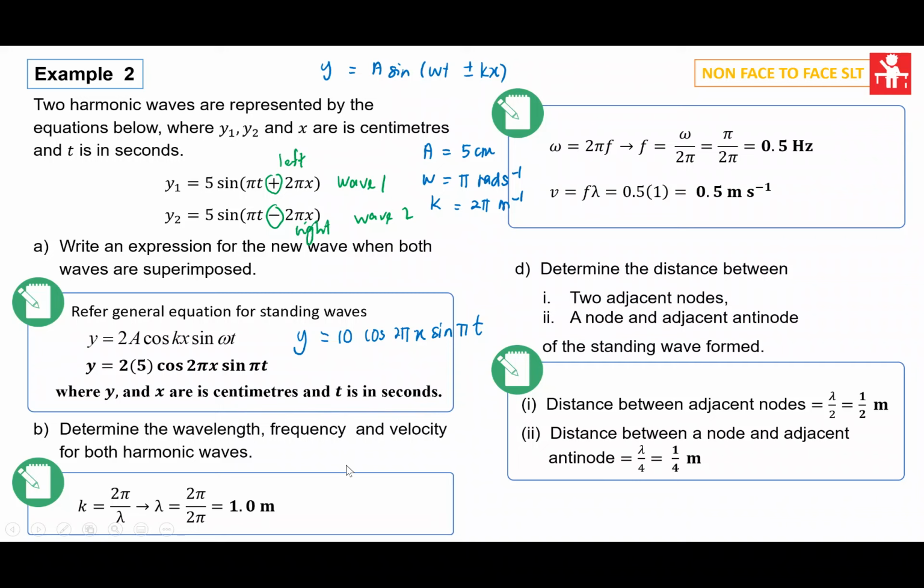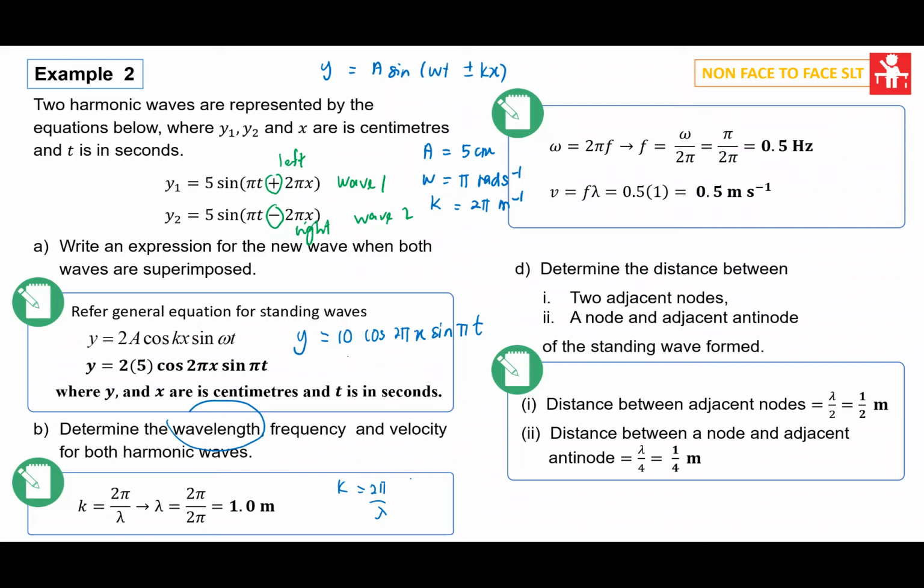Okay, determine the wavelength, frequency and velocity for both harmonic waves. First you want to find the wavelength. You get it from the equation k equals 2 pi per lambda, so rearrange. You already have the value of k, which is 2 pi, so plug in all the values and you will end up with the answer 1 meter. Next, it asks for frequency. You can get frequency from the equation omega equals 2 pi f. You already have omega, which is pi radian per second. Just plug into the equation and you will end up with 0.5 Hz.